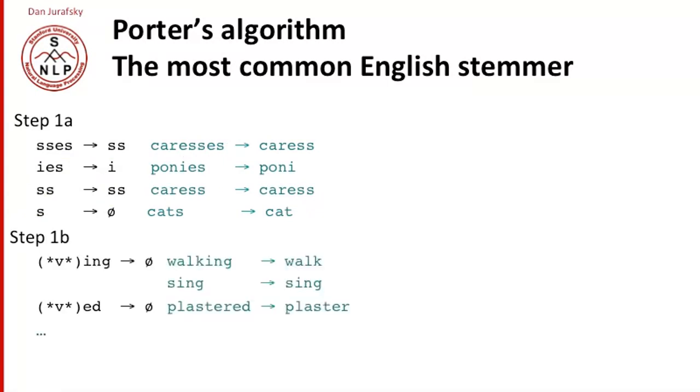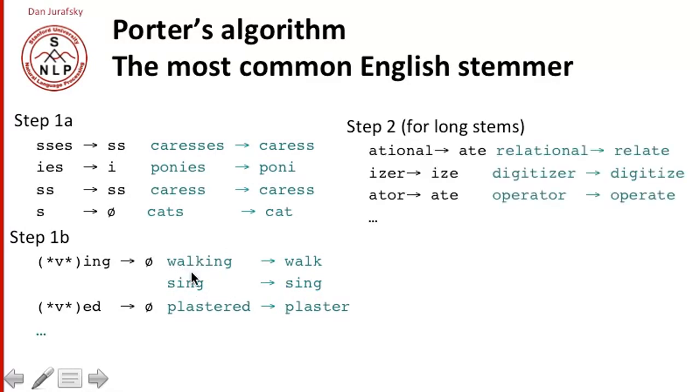Similarly, in step 1B, we remove all of the ings and the eds. So we want to cross off the ing of walk and the ed of plastered. But we specify the rule very carefully: in the Porter stemmer, only words with a vowel get their ings removed. A word like sing has only one vowel, the vowel in ing, so it stays as sing. But walking, which has a vowel in addition before the ing, is allowed to delete the suffix. So if a word has a vowel followed by ing, the ing is deleted.